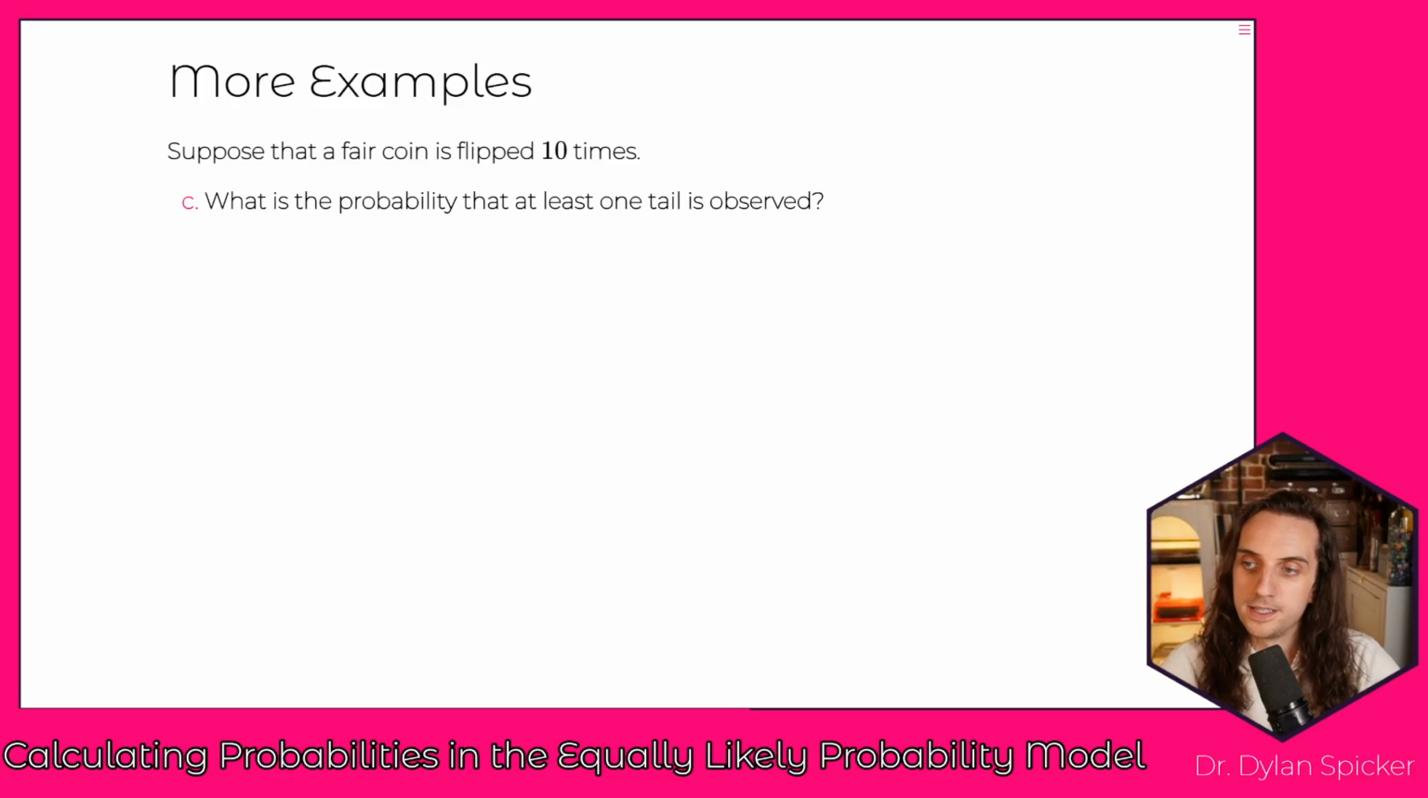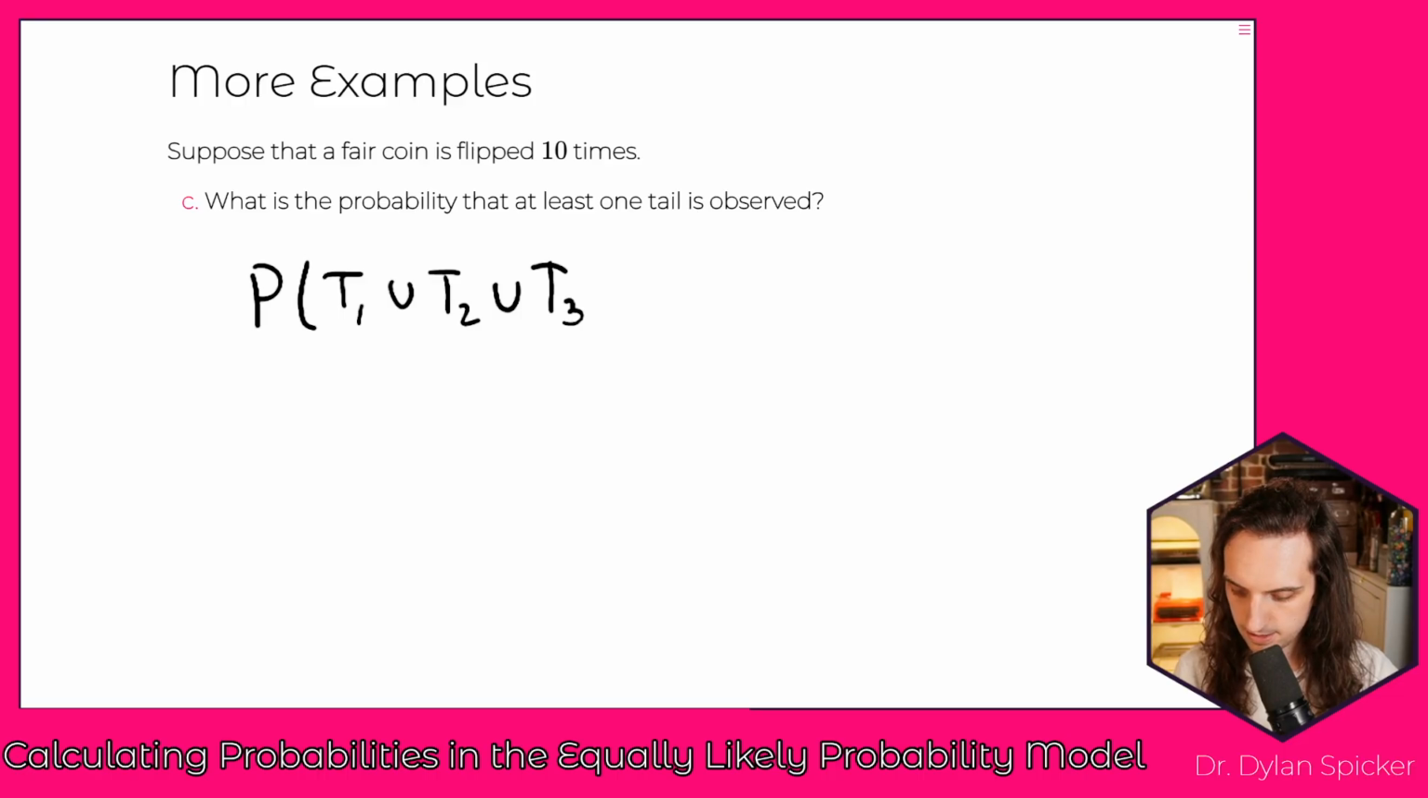Part C, what is the probability that at least 1 tail is observed? And so if you want to know what's the probability that at least 1 tail is observed, we could think about this as being, well, the probability that you observe 1 tail, or 2 tails, or 3 tails, and so forth, up to 10 tails, right? That's going to be one way of thinking about it.